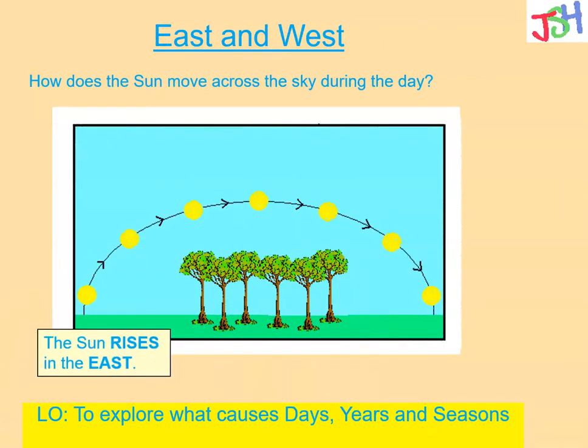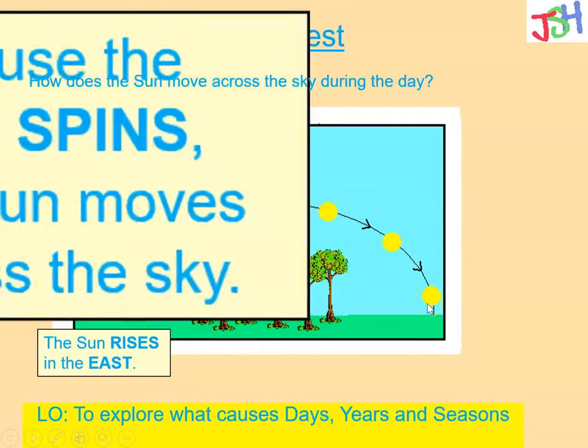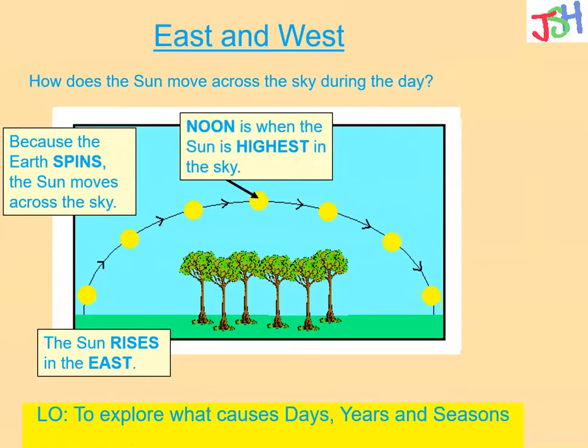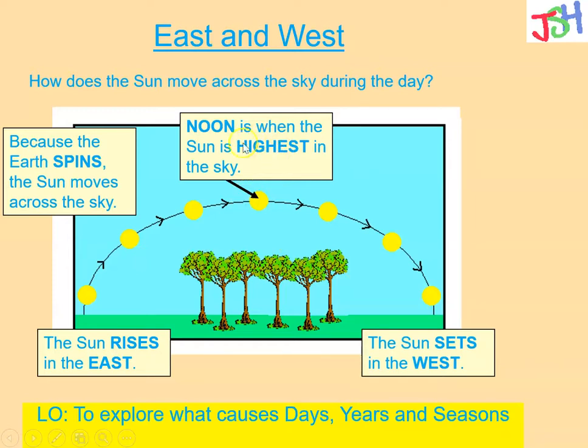Now, how does the sun move across the sky during the day? You find that the sun rises in the east and then sets in the west, usually. And the sun is at its highest in the sky during noon times. And why does all this occur? That's because the Earth spins and moves around the sun.